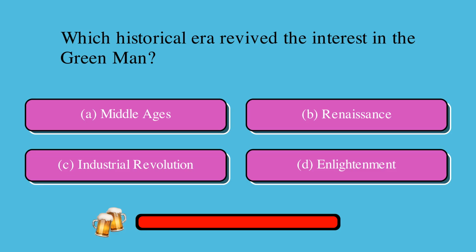Which historical era revived the interest in the Green Man? Is it A, Middle Ages, B, Renaissance, C, Industrial Revolution, or D, Enlightenment? The correct answer is B, Renaissance.